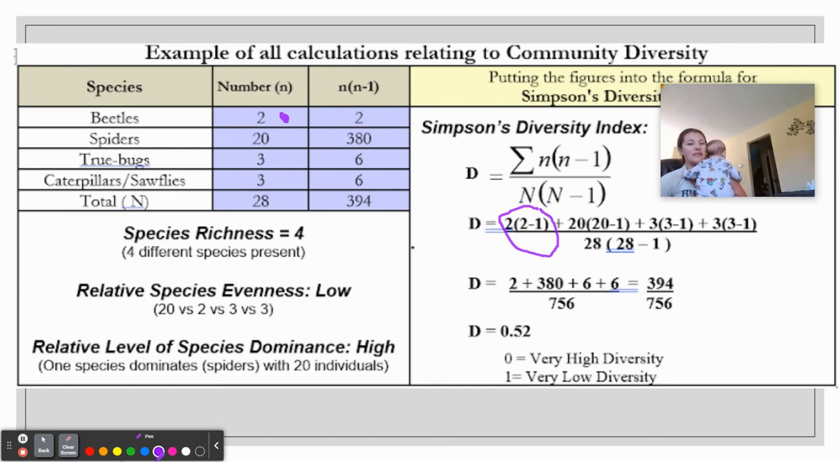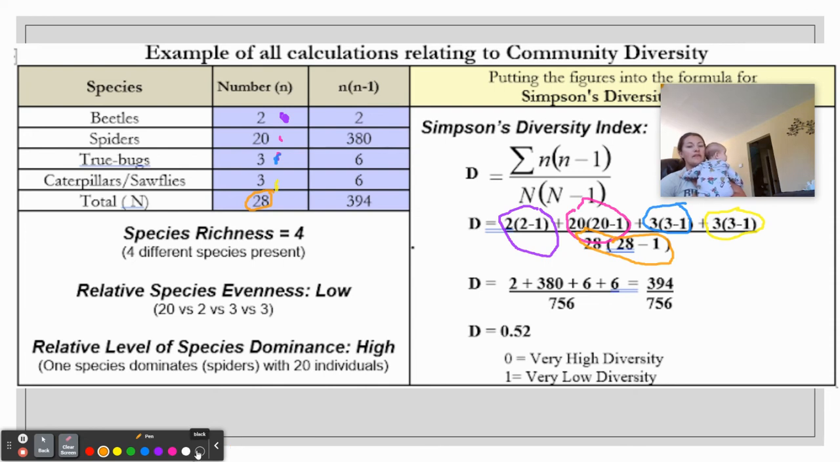And then for the next one, we have spiders. So we found 20 spiders in our sample. So we're going to add 20 times 20 minus 1. And then our next one is going to be our true bugs. Oops. So that is 3. So 3 times 3 minus 1. And then lastly, we also have our caterpillars and our sawflies. So that is this number right down here. And when we added it up, we found that there were 28 total bugs in our sample. And that is this 28 times 28 minus 1.